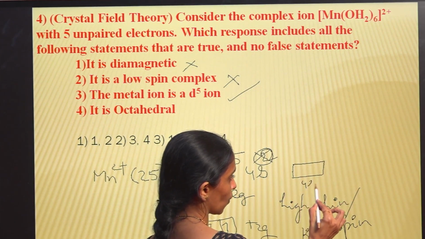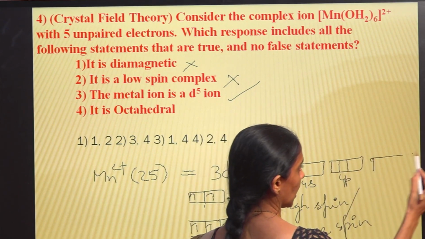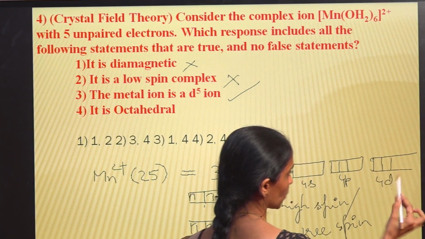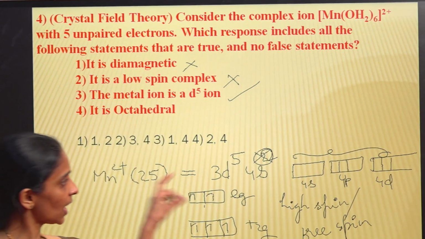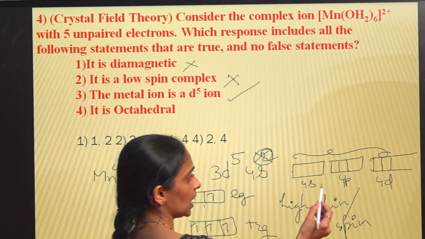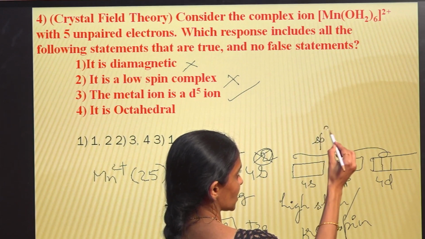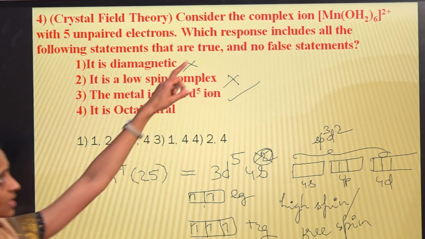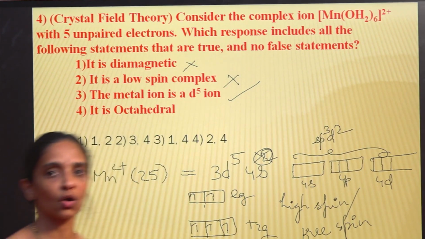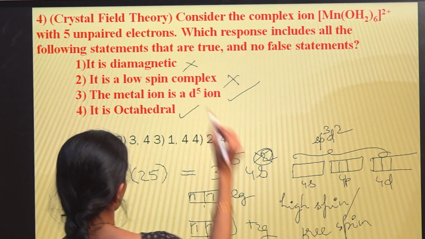That is why we have to take up the next orbitals. Which are they? 4s, 4p, and 2 from 4d. To accommodate 6 ligand electron pairs, we don't get 3d; we have to take 4s, 4p, 4d. So the hybridization is sp3d2, which means the geometry is octahedral. There are 6 ligands, that is why the geometry is octahedral. So this statement is correct.